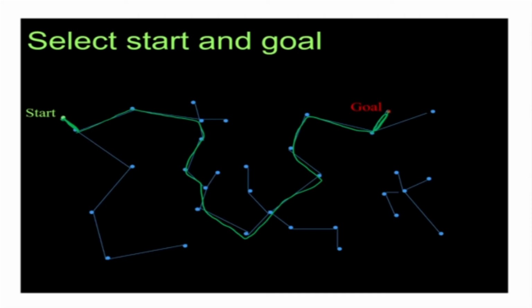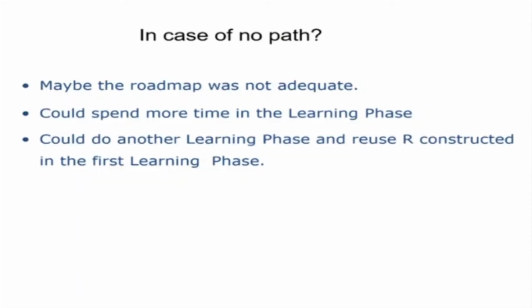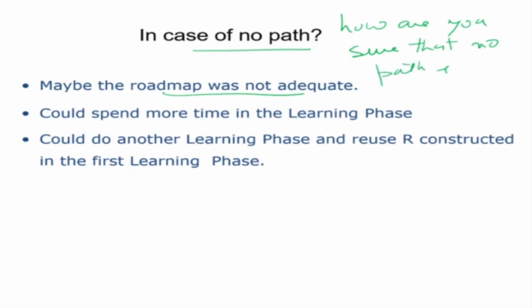Now obviously the question comes up: in case of no path, suppose you cannot find a path, then what? Maybe the roadmap was not adequate. Now this is tricky, because are you sure that there is no path? How are you sure that no path exists? Just because it could not find a path does not mean that there is no path, right?